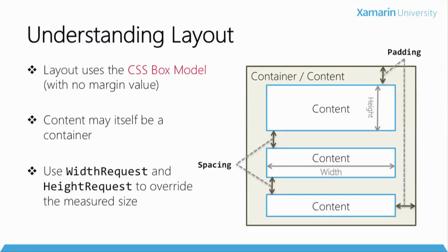Here we have an overview of how layouting works. It's based on the CSS box model, but currently we do not have a margin value. So we see the spacing is what is used between child elements, and the padding is used around the elements. And each element has a width and a height, but these cannot be set directly. Instead, they request a width using the width request and the height request properties.